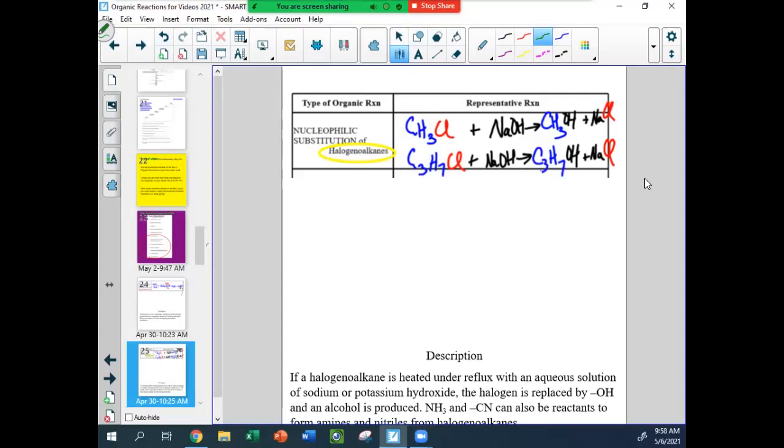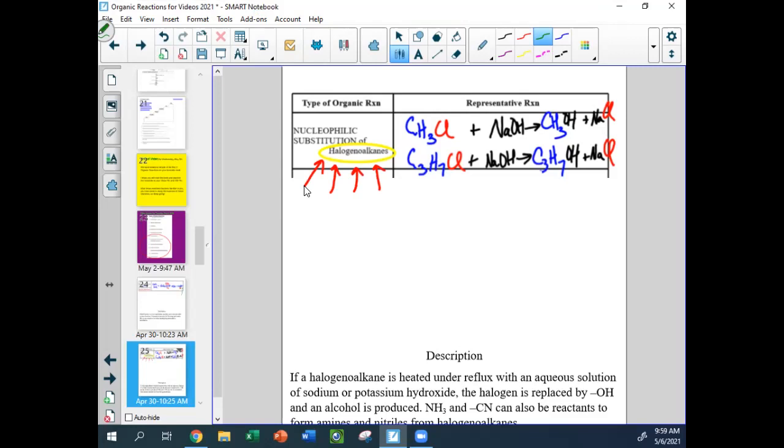nucleophilic substitution. I want to emphasize to you that this is of halogenoalkanes. I would keep this in the name of this type of reaction in your mind. This is not just nucleophilic substitution. This is nucleophilic substitution of halogenoalkanes. Whenever you see a halogenoalkane as a reactant, I would assume that it's going to undergo nucleophilic substitution.